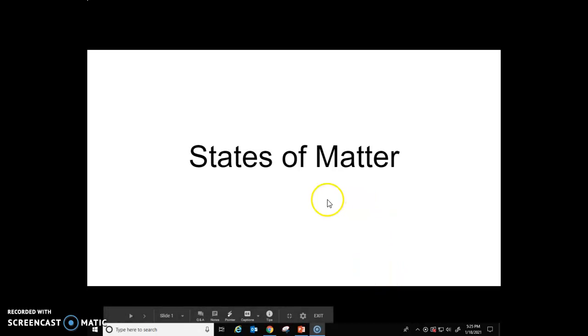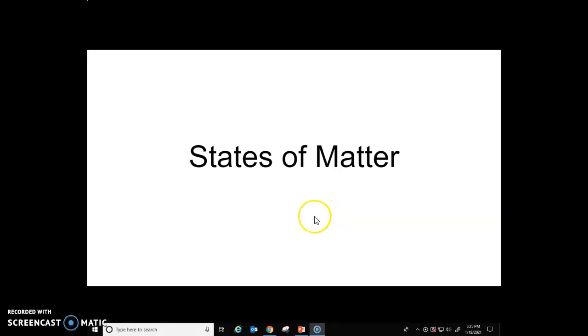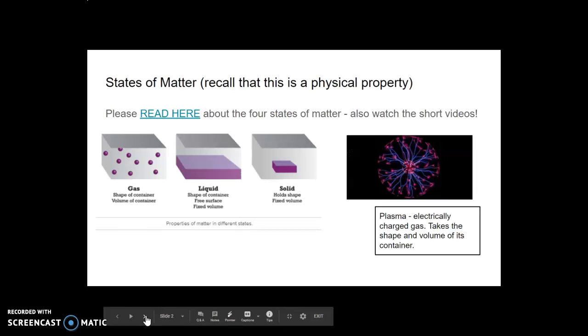Hello everybody, and here is the video on the 4 states of matter that we will cover in 8th grade. There are a few more, but we stop at these 4: solid, liquid, gas, and plasma. So get your notebooks ready to go and take some notes. These should be fairly simple notes to take.